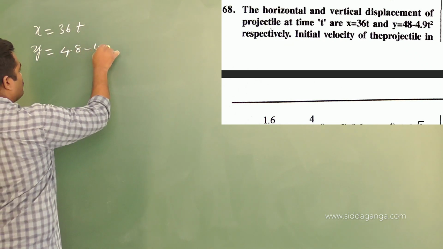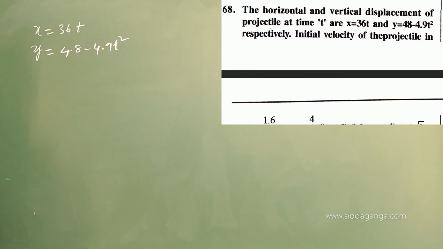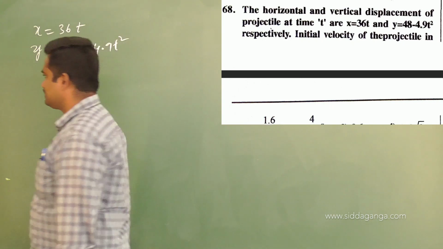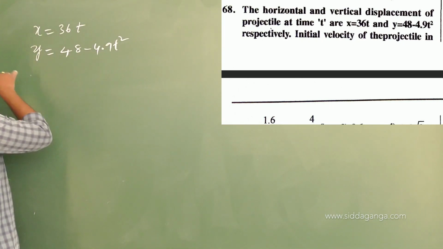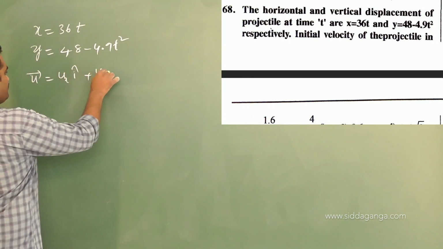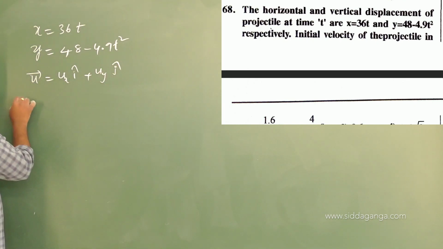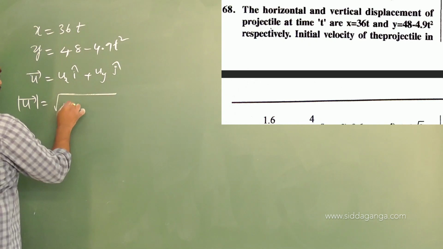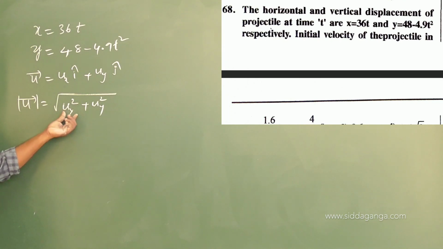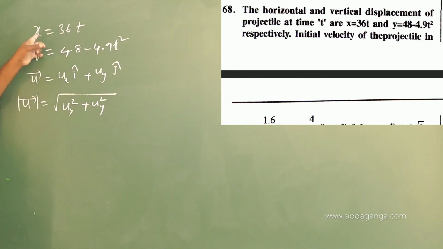What are those two equations they have given? x equals 36 into t, and y equals 48 minus 4.9 into t square. Initial velocity of the projectile in meter per second they are asking. How to find the initial velocity? If you know the x component Ux and the y component Uy, then the initial velocity is root of Ux square plus Uy square. This is the formula we have. But what is Ux initially, and what is Uy initially? You differentiate x with respect to time, you will get velocity at any time t.